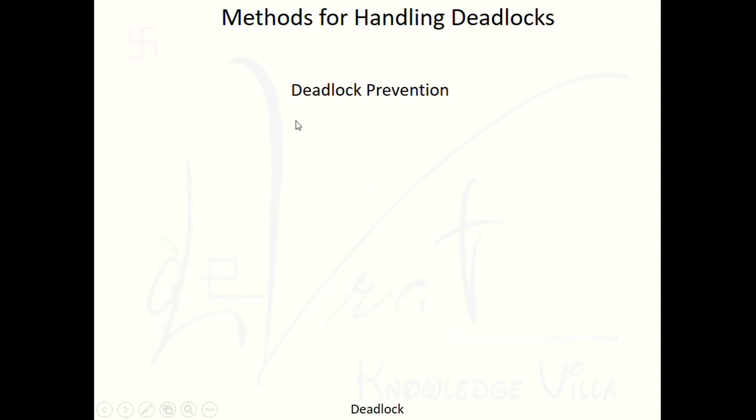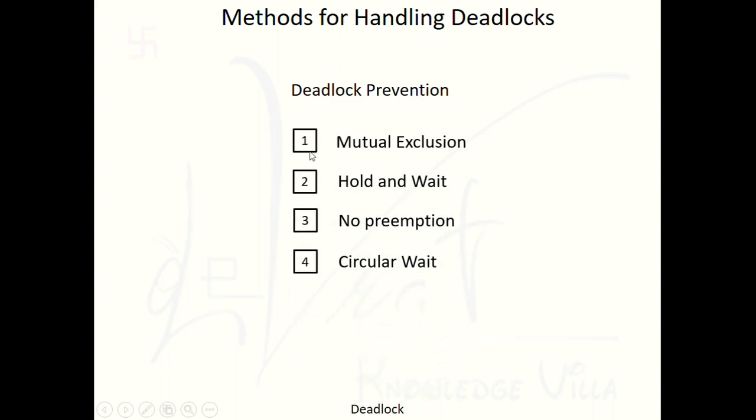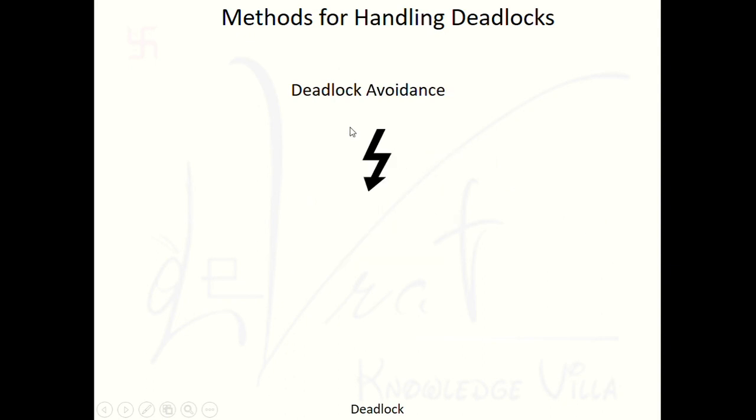Let's see technically what we can do in deadlock prevention. We have discussed four necessary conditions: mutual exclusion, hold and wait, no preemption, and circular wait. These are the necessary conditions for deadlock to occur. If we break any of these conditions, we will be able to prevent the deadlock. It means the system has to break any one of these four conditions, and then it can stop entering the deadlock state. Next thing, that is deadlock avoidance.